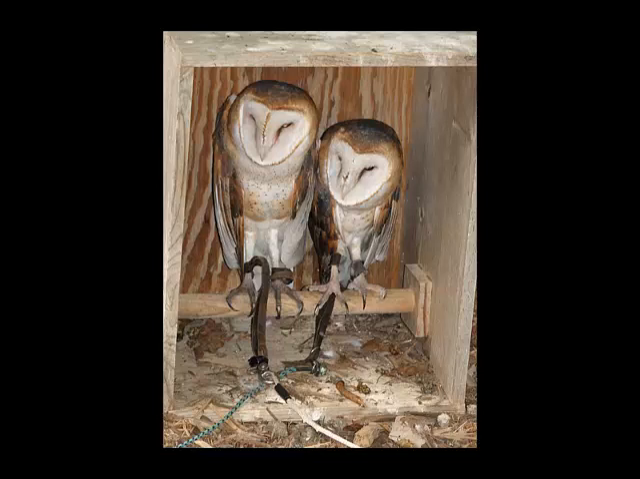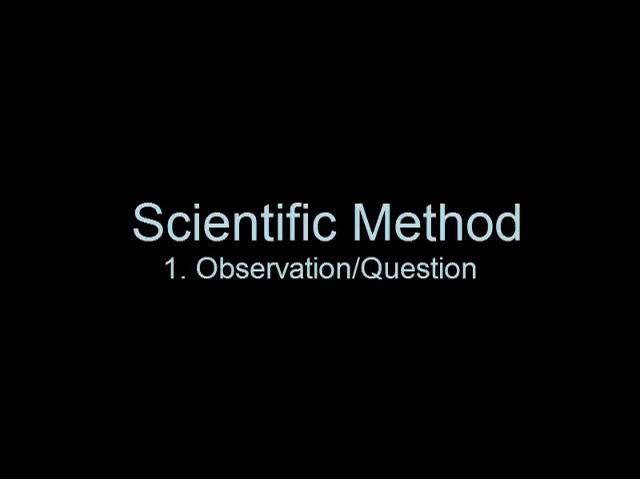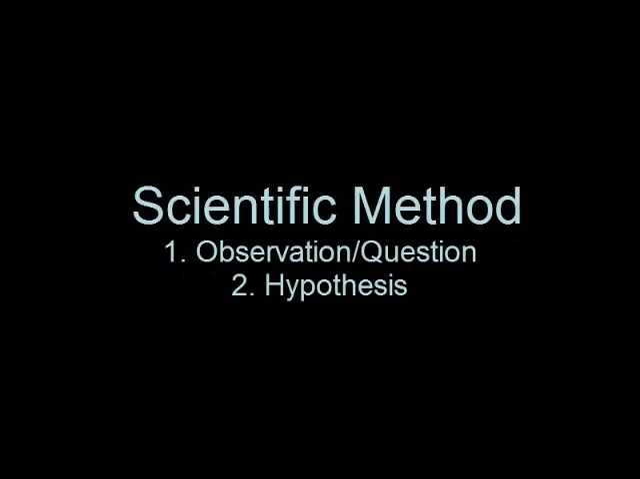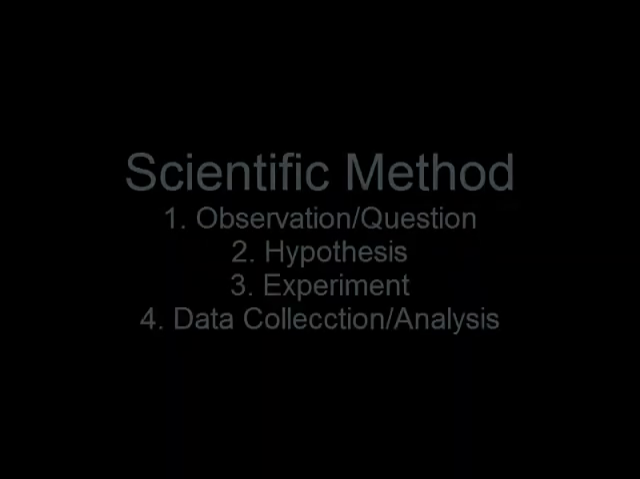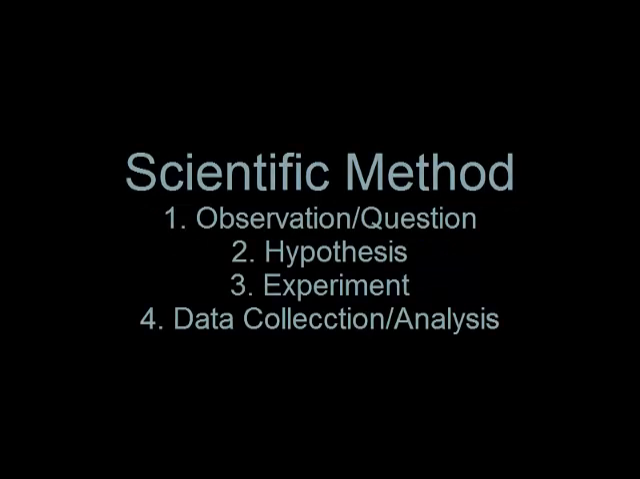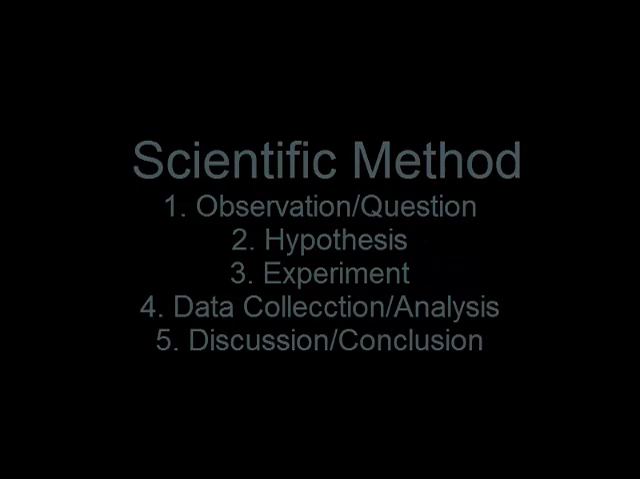Scientists use a basic, flexible set of steps to learn about the world around them. This set of steps is called the scientific method. There are 5 commonly accepted basic steps. First, an observation is made or a question is raised. Then a possible explanation or hypothesis is proposed. An experiment is then designed to test the hypothesis. Data is collected, analyzed, and then conclusions are drawn.